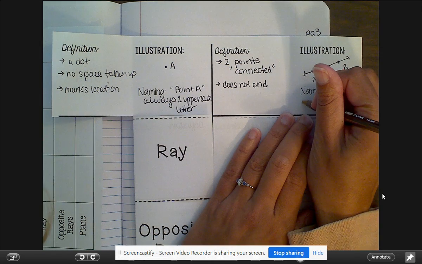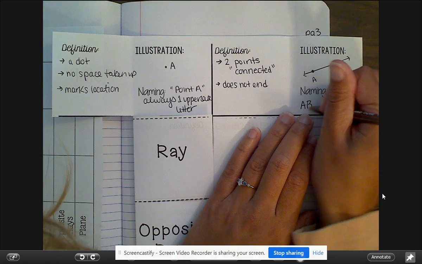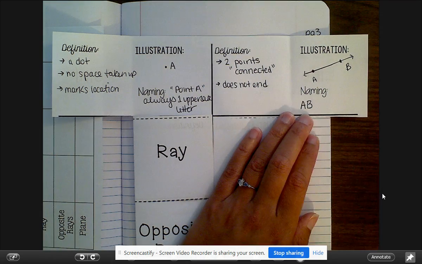Now the way that we name it, there's kind of 2 ways. We can use 2 of the points that are on the line, but only ever 2.